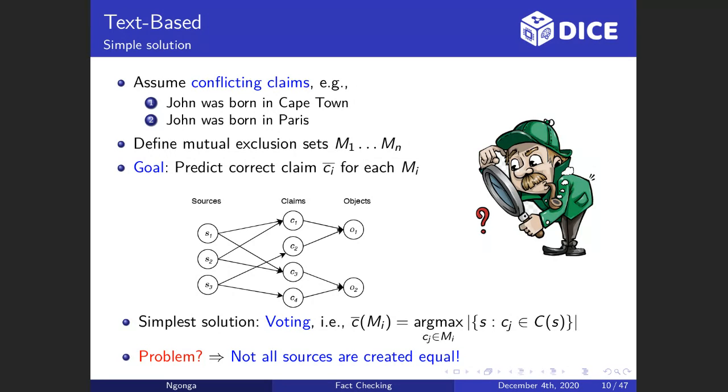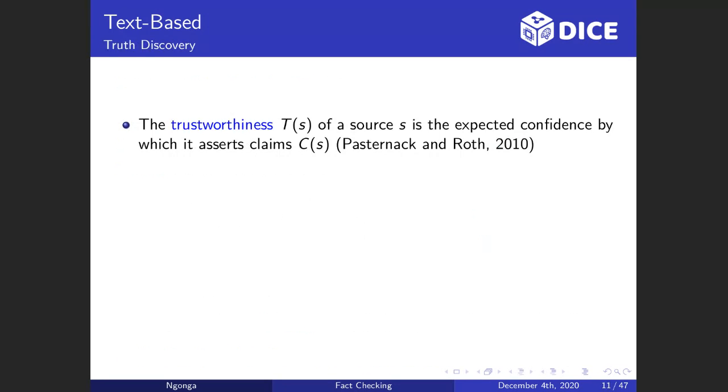So some sources will be more reputable than other sources. That's the reason why we introduced the concept of trustworthiness. And we'll say that the trustworthiness, T_S, of a source S is the expected confidence by which it asserts claims C of S. Okay, so basically I'm just introducing the terminology here so that you actually see the big picture.